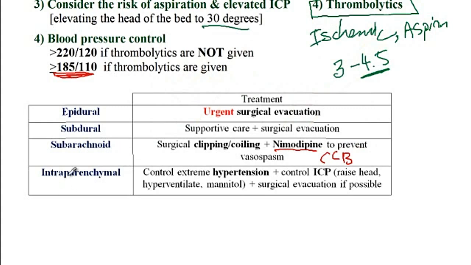And then finally, with the intraparenchymal hemorrhage, you should control the hypertension as well as the intracranial pressure, which is done by raising the head of the bed, hyperventilating these patients, and providing mannitol. So mannitol is a diuretic which will of course decrease the pressure inside the brain. Raising the head would help drain the blood from the brain. So these two mechanisms are obvious ways that would decrease the intracranial pressure. But here I have a question for you. How does hyperventilation decrease intracranial pressure?